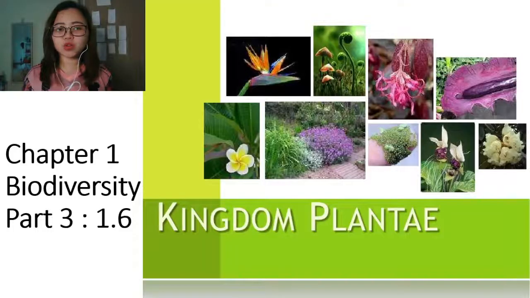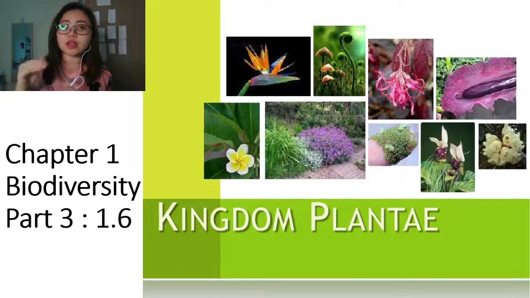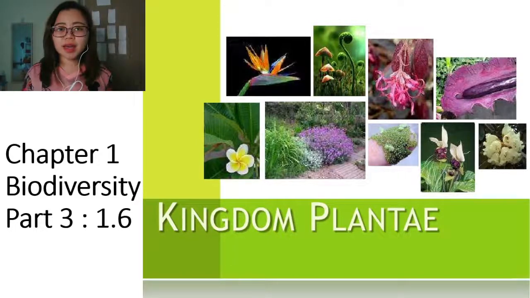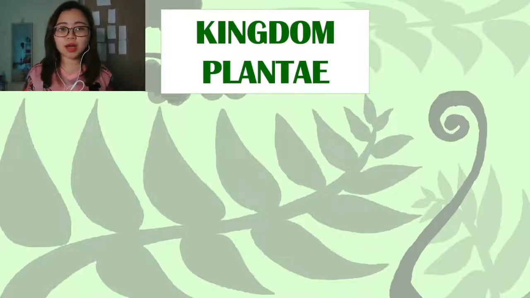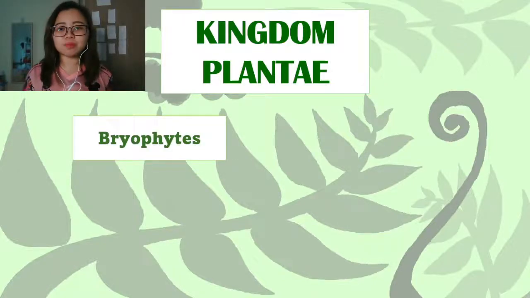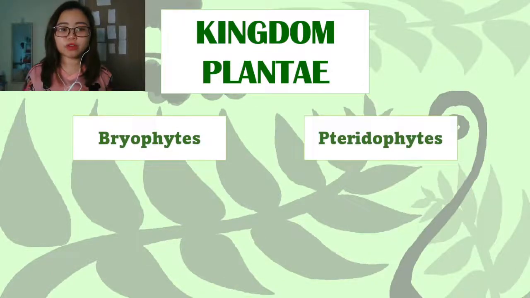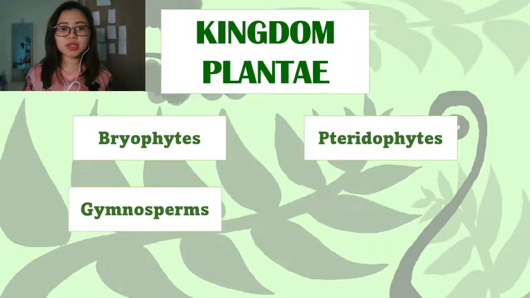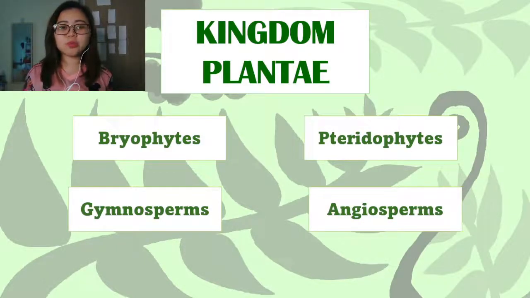In this video, we're just going to go through the general stuff, like unique characteristics that are shared by all organisms in Kingdom Plantae. And there will be 4 more videos coming up to look at the 4 groups that we will explore in this kingdom. So later in this chapter, you will go into group bryophytes, group pteridophytes, group gymnosperms, and group angiosperms. Each of these groups will have a video of their own.